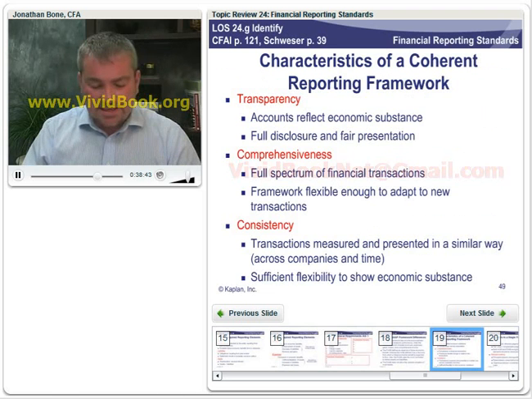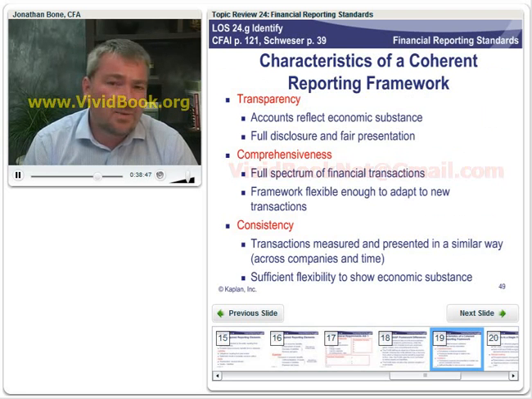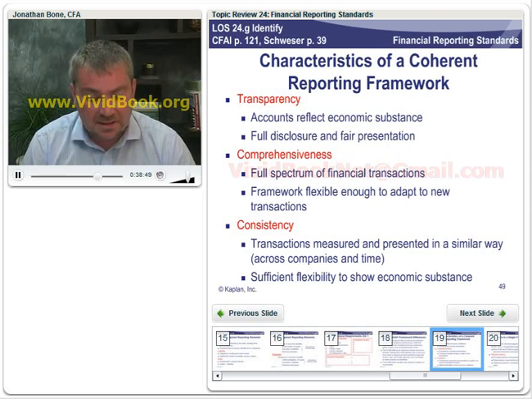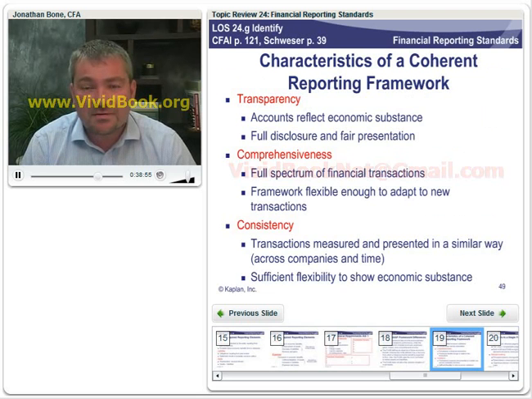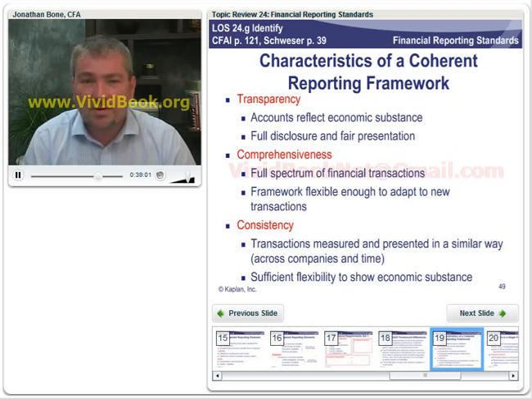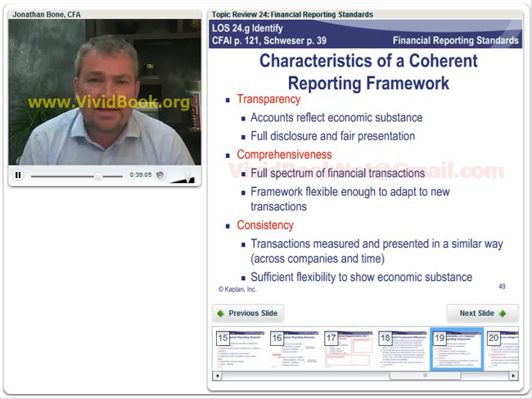Right, identify, it says, the characteristics of a coherent reporting framework. So three to be aware of: transparency, comprehensiveness, and consistency. Now your typical question is going to be, which of the following is a characteristic of a coherent reporting framework? So again, it's rote learning, I'm afraid. But let's try and define each one of these in turn.